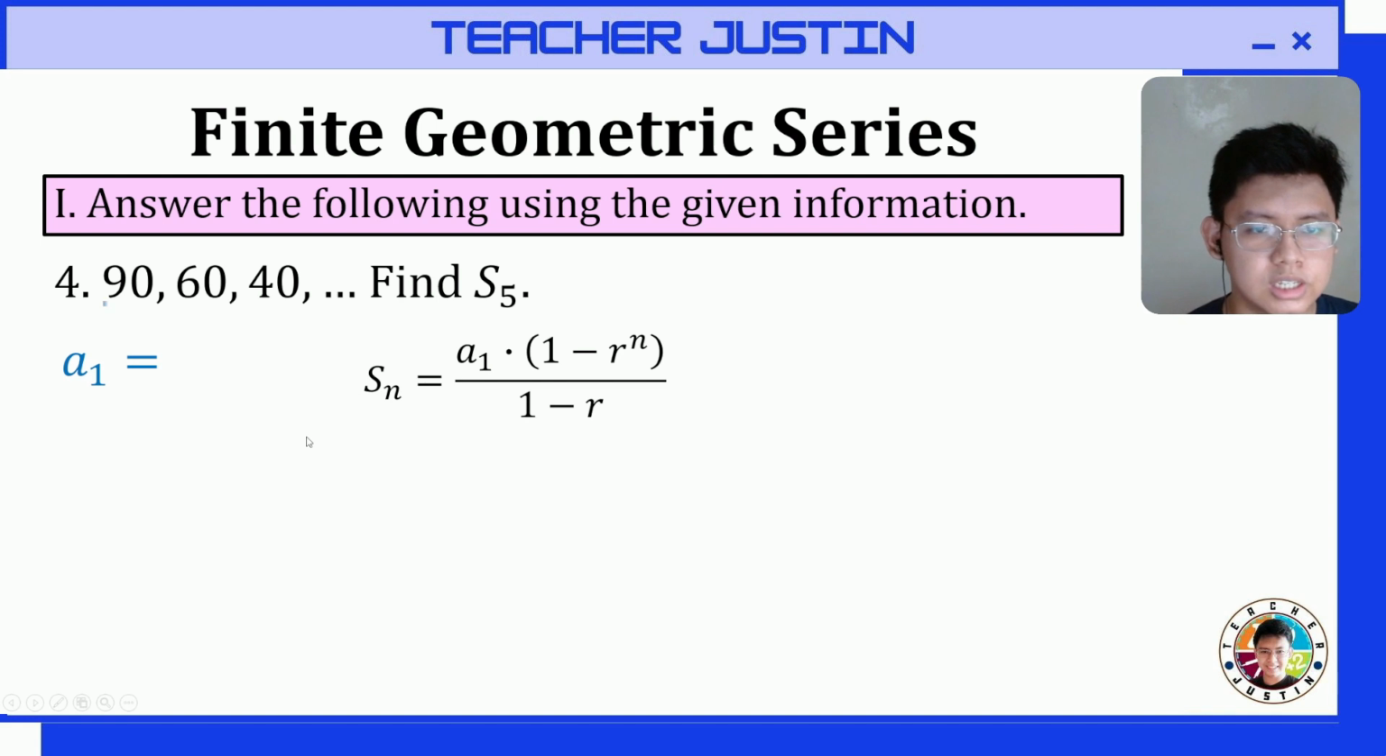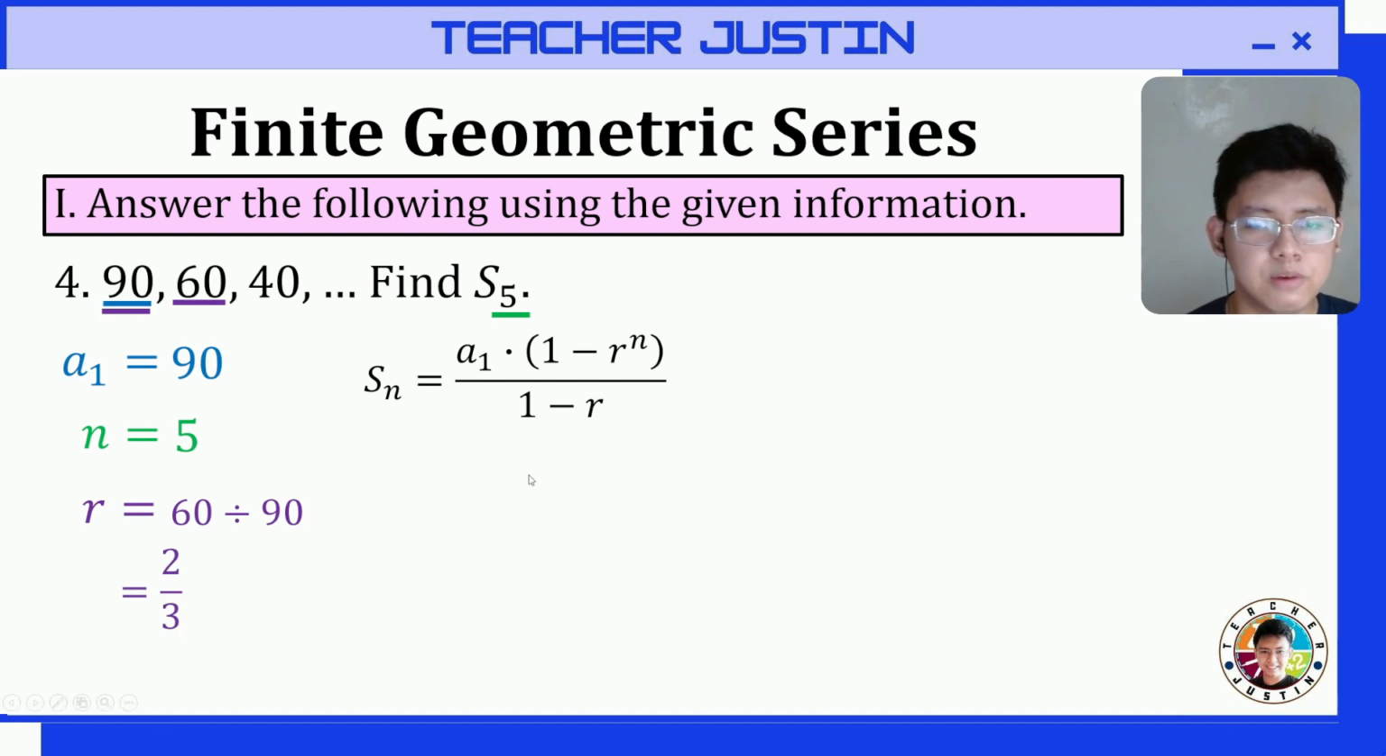The first term, which is 90. The number of terms, which is 5. Then, our common ratio: to get that, we will just divide our second term by our first term. So, 60 divided by 90, that will be equal to 2/3. Now that we have our given, let's substitute them into our formula.